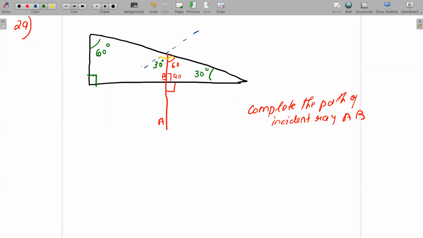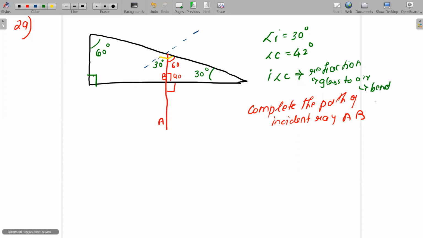So angle of incidence is equal to 30 degree. Critical angle is 42 degree. Generally it's glass, right? So angle of incidence is less than critical angle, so it will undergo refraction. Refraction means bending away from the normal. Why? Glass to air. Because of that reason it bent away from the normal. So this light ray will go bent away from the normal like this. Understood? Any doubts? I hope you guys understood this. Next one.